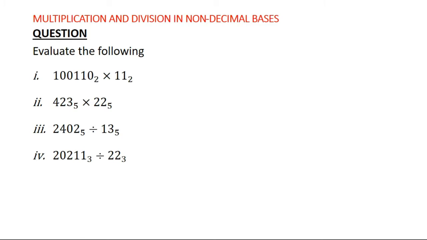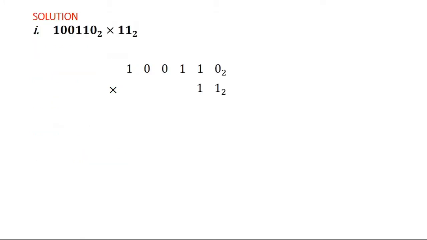So we pick the first question. We have 100,110 base 2 times 11 base 2. Just as you do for multiplication in base 10, you arrange the number such that you can multiply it. Usually we write the number with the larger digits first, followed by the number with the lesser digits. So in this case, we write this one first, then followed by this. We bring our multiplication sign here, then we draw the line such that we can multiply.